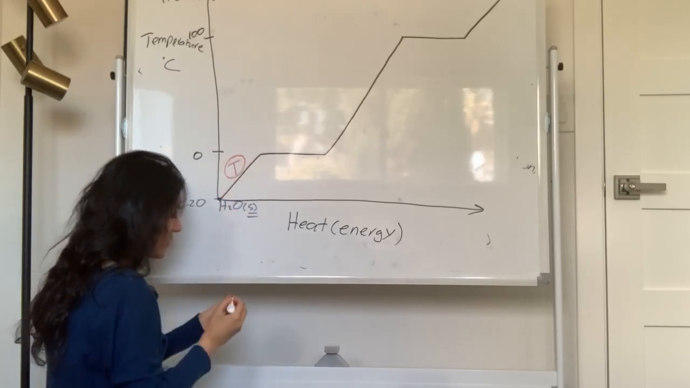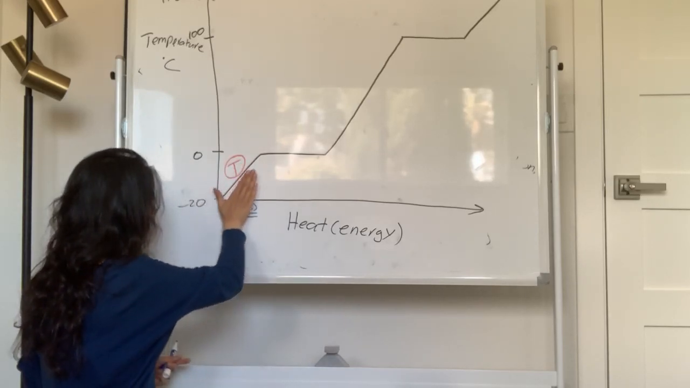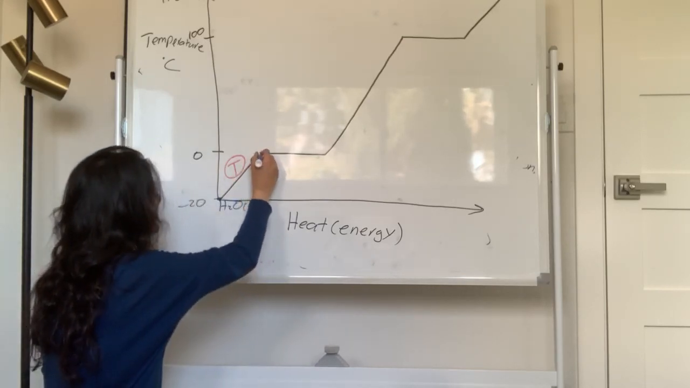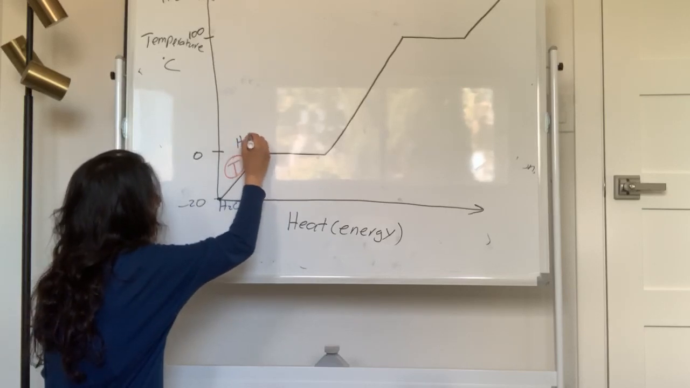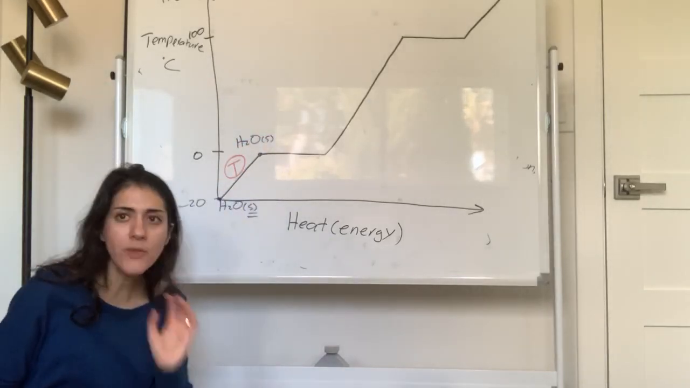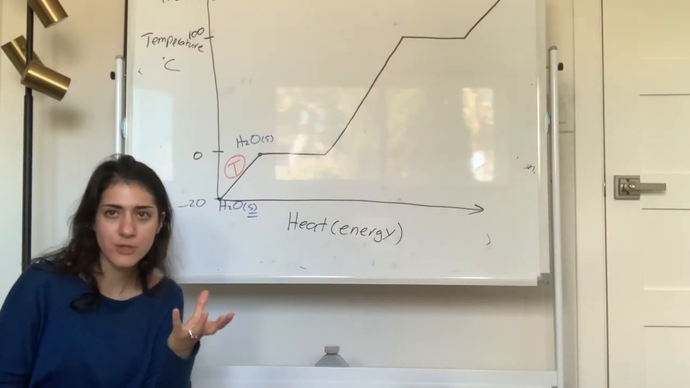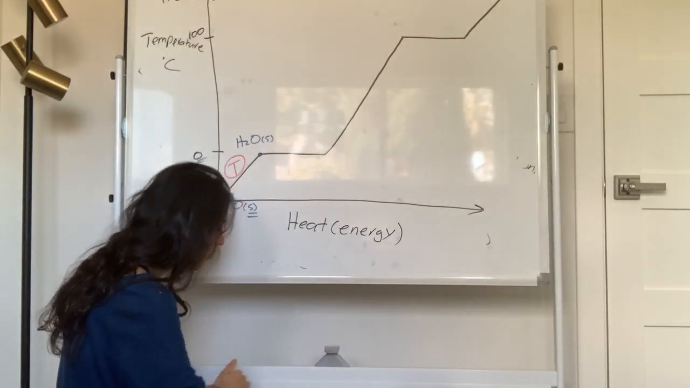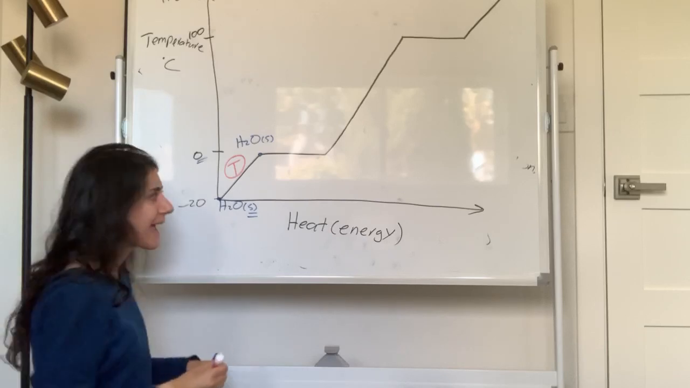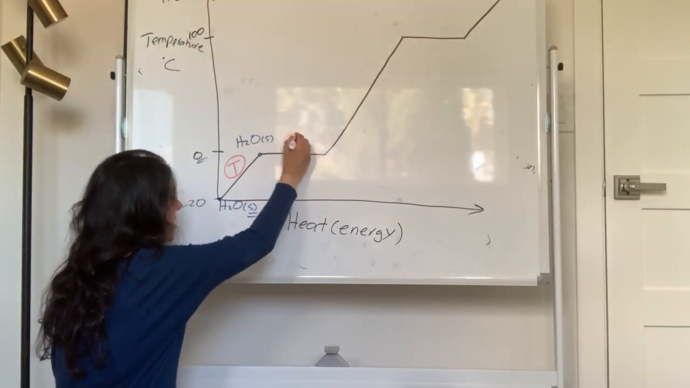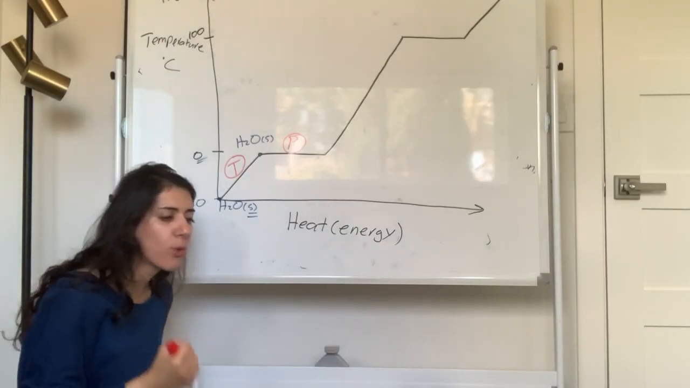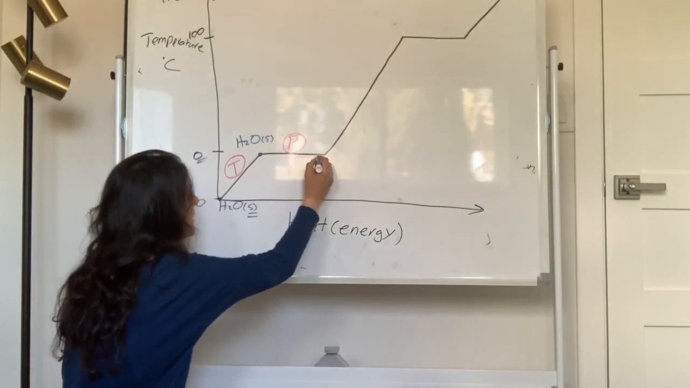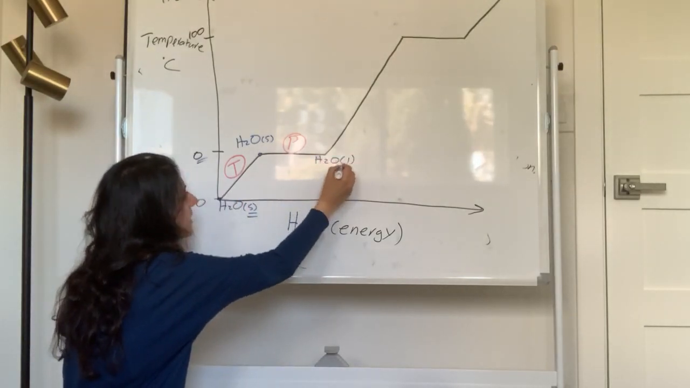I'm going to put a T change, because as I'm adding heat, the temperature is going to increase to 0 degrees. Now, when I'm at 0, what is the phase of my water? Still solid, because all the energy went to temperature change. Once I am at 0 degrees, if I add more energy to the system, what's going to happen is a phase change. Because you have to be at 0 or 100 degrees for water to do a phase change. So now I'm at 0 degrees, I can do a P change, and this water is going to go liquid.